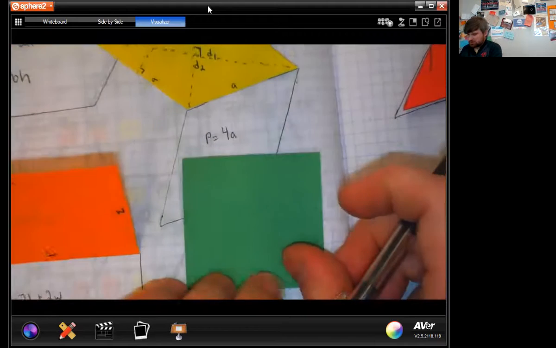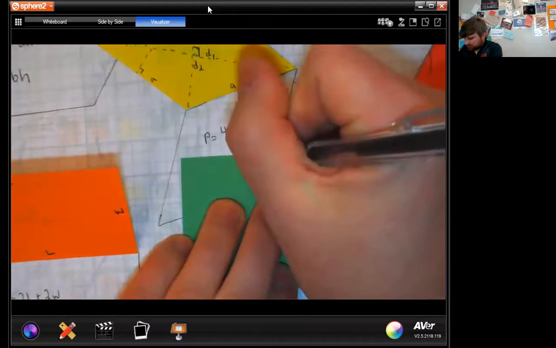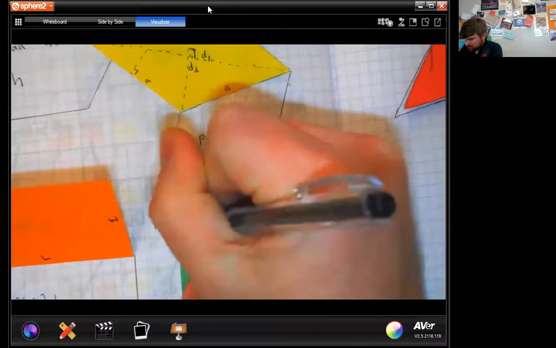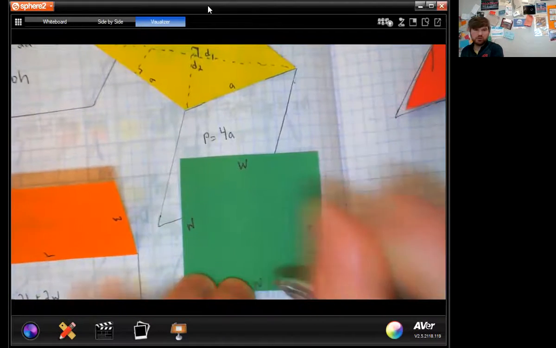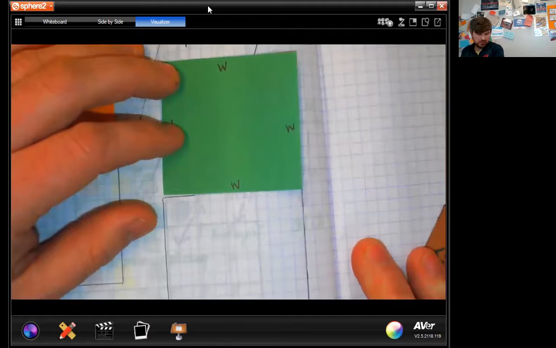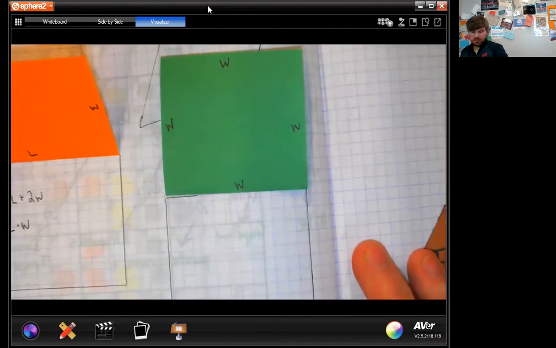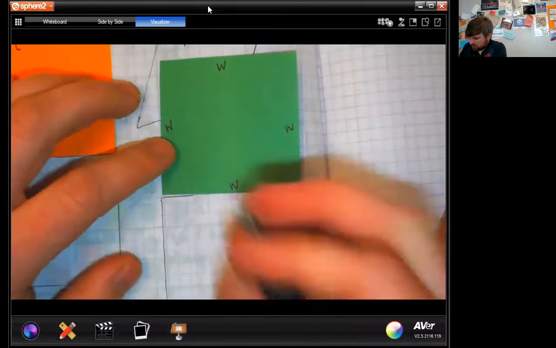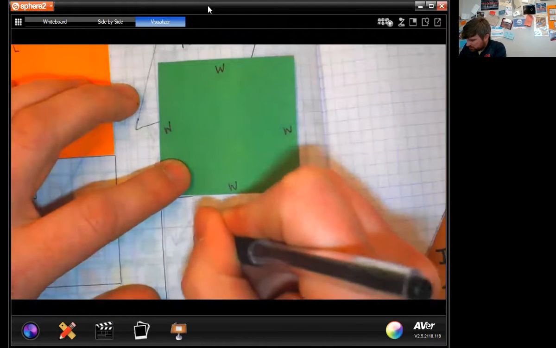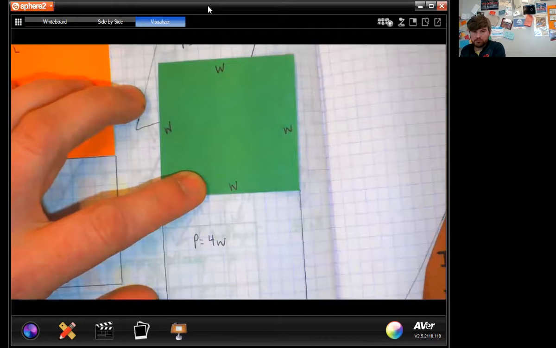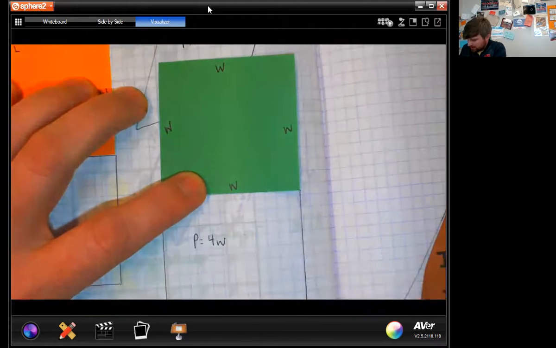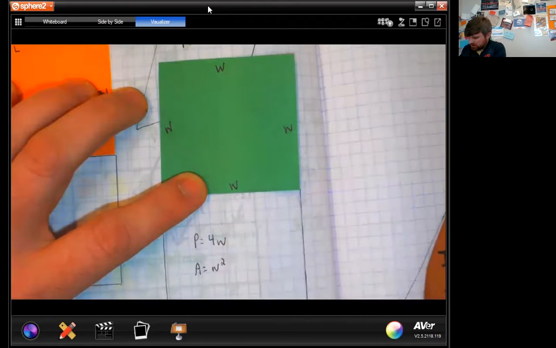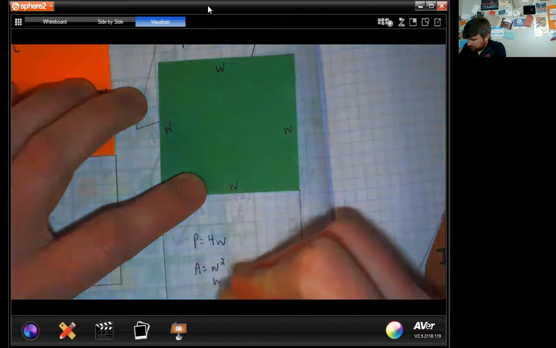Okay. For a square, you have all sides the same. So we'll label them all W in this case. The letters don't really matter. That's why I'm choosing different ones. So W everywhere. And the perimeter here is 4 times W. Okay, because you got 4 of them. And the area would be W squared, or W times W.